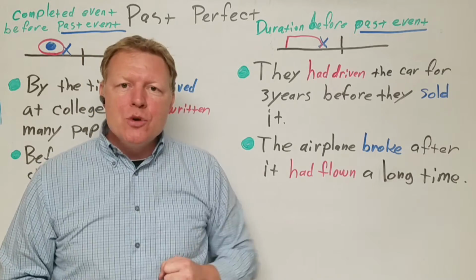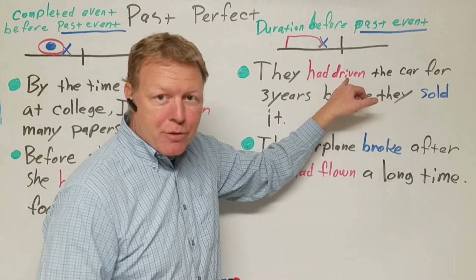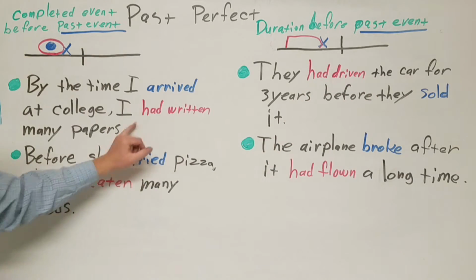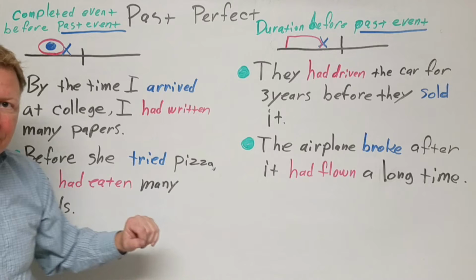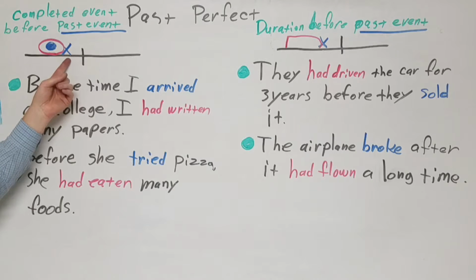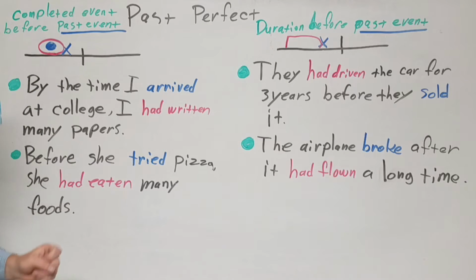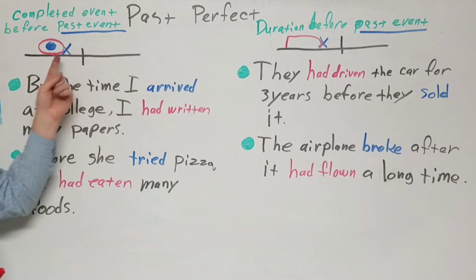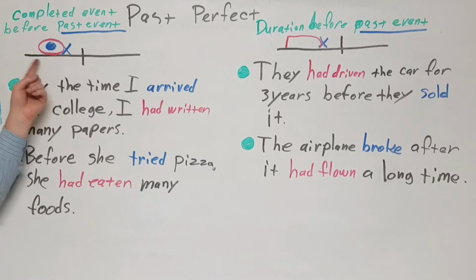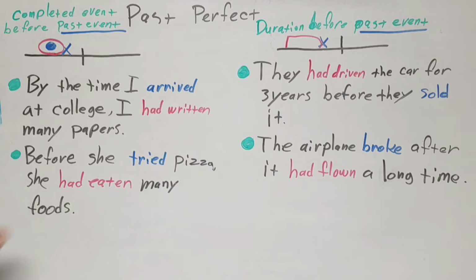Excellent. So let's review. The past perfect, we have to use had, verb 3, had driven, had flown, had written, had eaten. And we could use use number 1, the completed event before a past event. Here's the past event, and there was even a past event before that, right? So by the time I arrived at college, I had written many papers. Or before she tried pizza, she had eaten many foods.